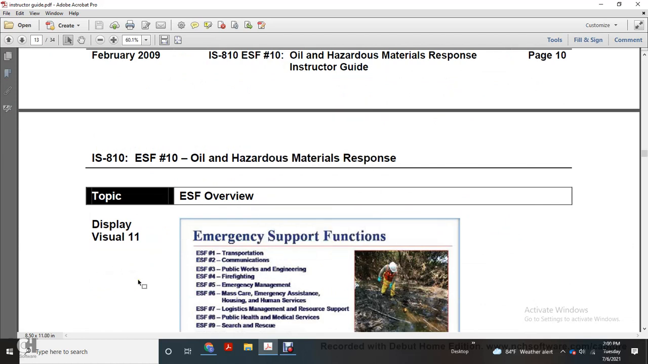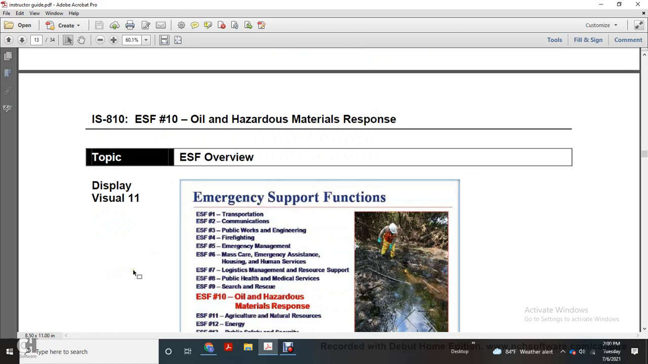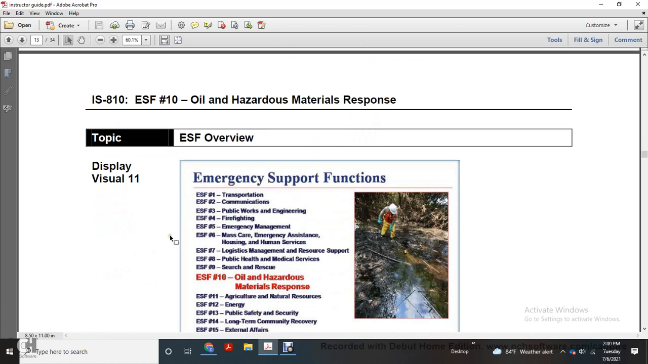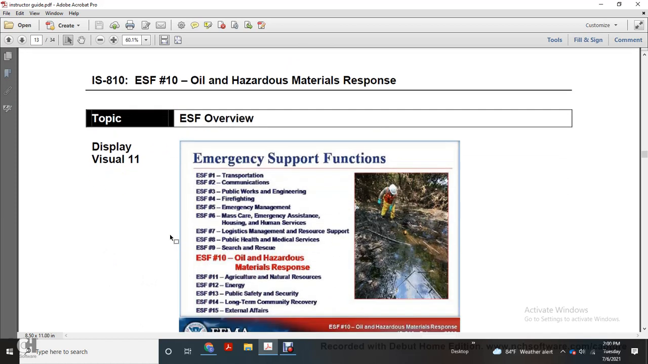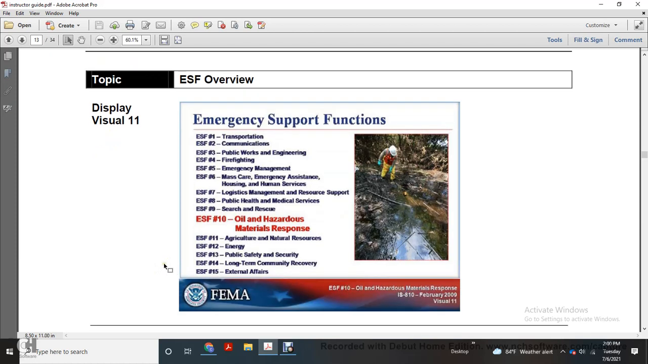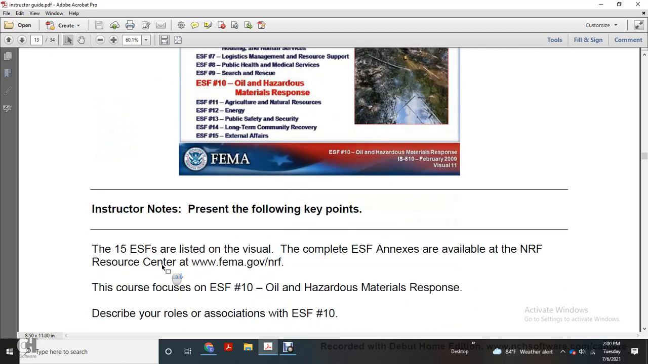Display visual number 11, emergency support function overview. Number 1, transportation. 2, communications. 3, public works and engineering. 4, firefighting. 5, emergency management. 6, mass care, emergency assistance, housing, and human services. 7, logistics management and resource support. 8, public health and medical services. 9, search and rescue. 10, oil and hazardous materials response. 11, agriculture and natural resources. 12, energy. 13, public safety and security. 14, long-term community recovery. 15, external affairs.